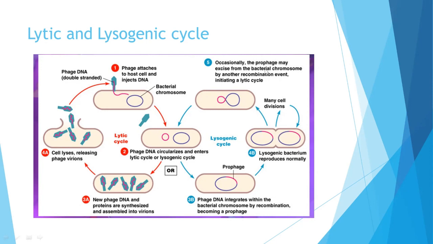Occasionally, the prophage may also excise from the bacterial chromosome by another recombination event, initiating a lytic cycle. This means that the viral DNA gets attached to the chromosome of the bacteria, and the bacteria divides and the viral DNA divides with it, or it can again go through recombination, where the viral genetic component gets detached again and can go on to enter the lytic cycle.